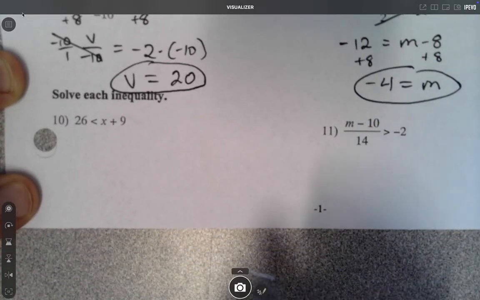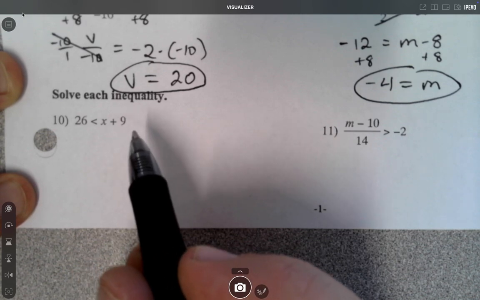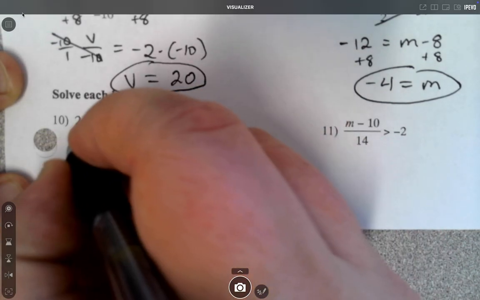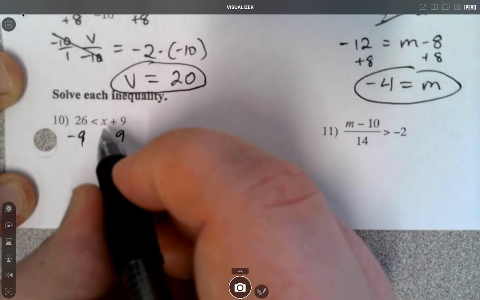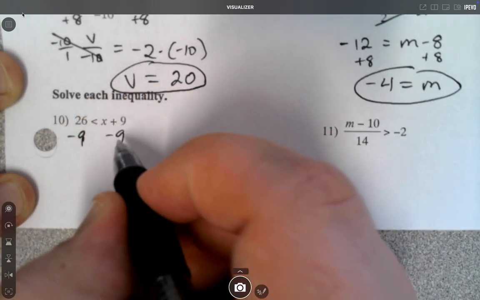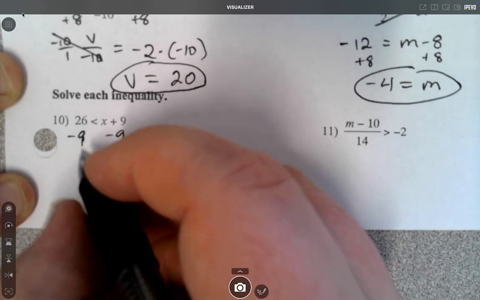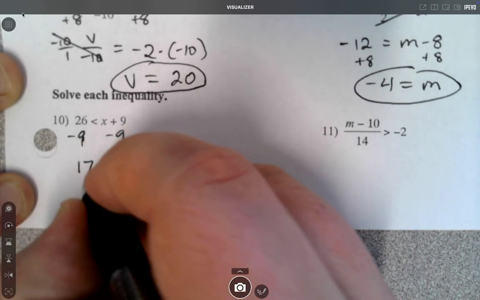Back to inequalities. So we've got a constant here. So we'll subtract 9 from both sides because we want to get rid of that constant. It's being added, x plus 9, so we do the opposite, we subtract 9. So 9 minus 9 is 0. 26 minus 9 is 17.